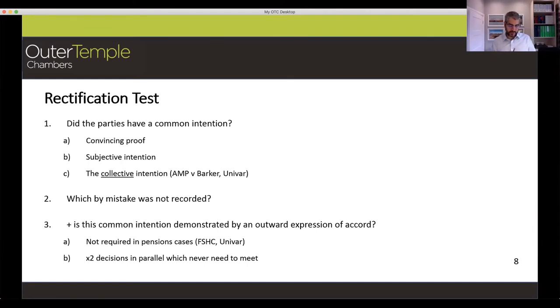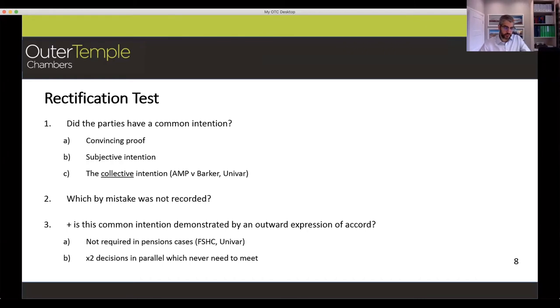Outward expression of accord. As Keith has mentioned, it's not necessary in a pensions case. Mr. Justice Trower was keen to understand why that was, and he deals with it a bit in his Univar judgment. It goes back to the nature of the decision and the nature of the power. The pensions context has been compared in Day v Day in the Court of Appeal to the rectification of voluntary settlements. That's because you're usually dealing with a trustee power to make an amendment, but subject to the consent of the employer. So it's not like the usual meeting of minds in a contractual sense.